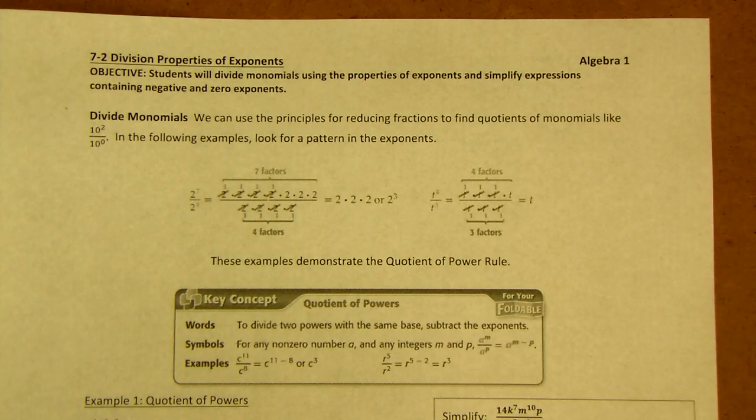All right, welcome back. So here we are. Last time we talked about multiplication when we were dealing with exponents, and as you can see, lesson 2 in chapter 7 is division with properties and exponents and monomials, okay?